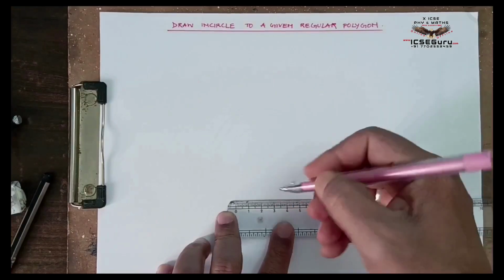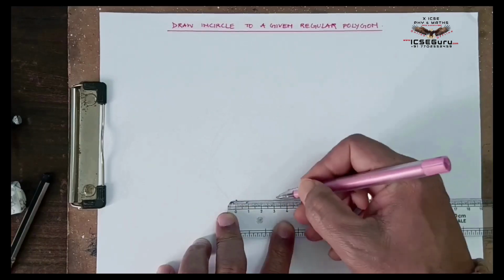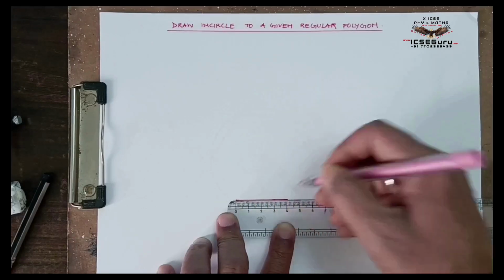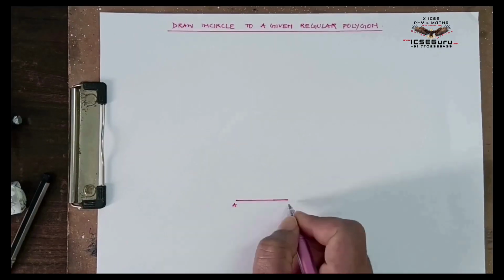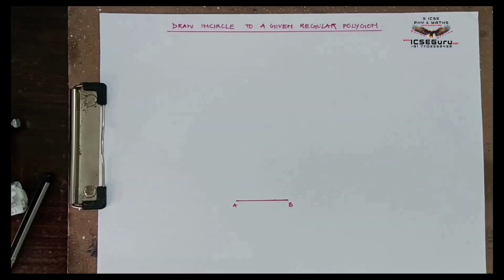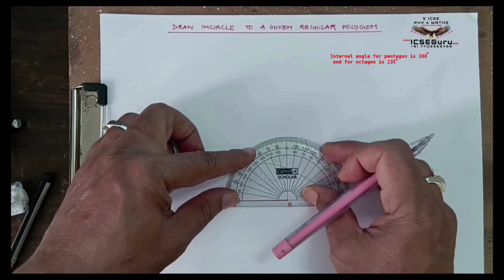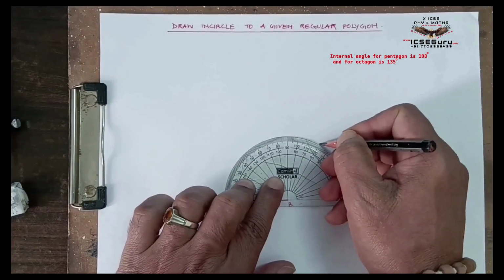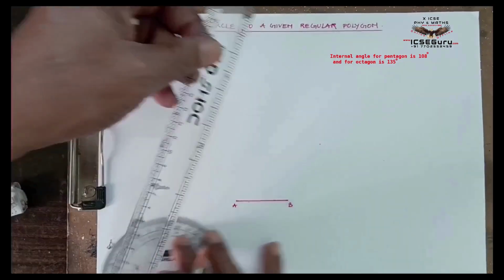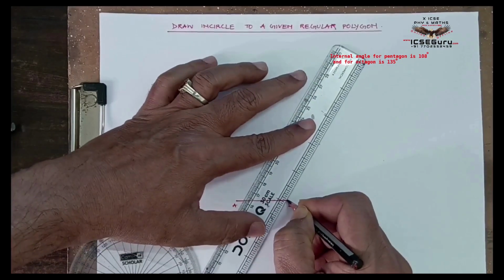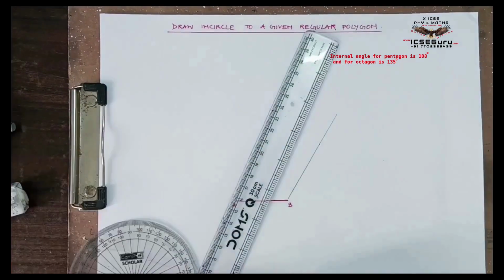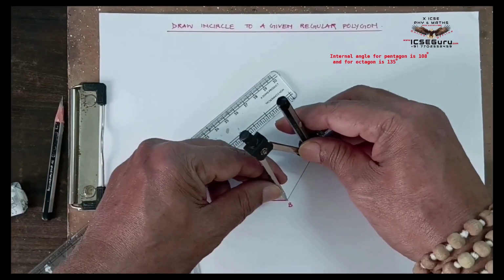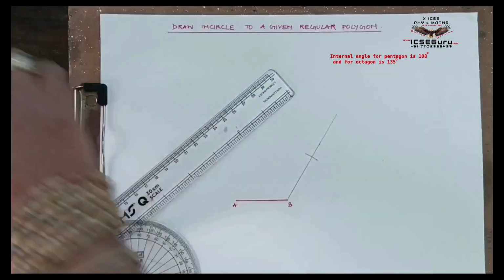Draw an incircle to a given regular polygon, which is a hexagon in this case. Draw the regular hexagon. Draw the first regular side of the hexagon of given length. I am taking 4 centimeters as the length. Draw the first side AB. At the vertex B, draw the internal angle 120 degrees. For a hexagon, it is 120 degrees. If it is a pentagon, it is 108 degrees. If it is an octagon, it would be 135 degrees internal angle.